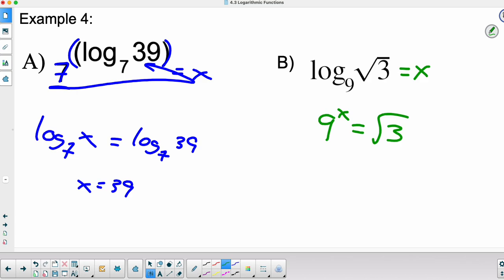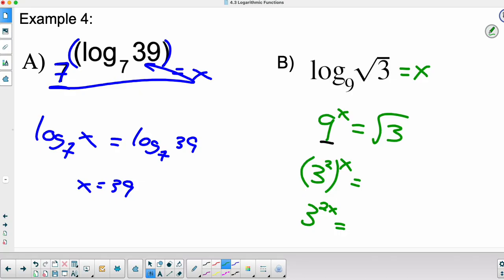Jesse's saying 9 is really what number? 9 is 3 squared. Is that true? If I write this as a base of 3, this is really 3 squared, so 3 squared to the x power. What do I do with powers to powers? Multiply. So this is really 3 to the 2x on that side.